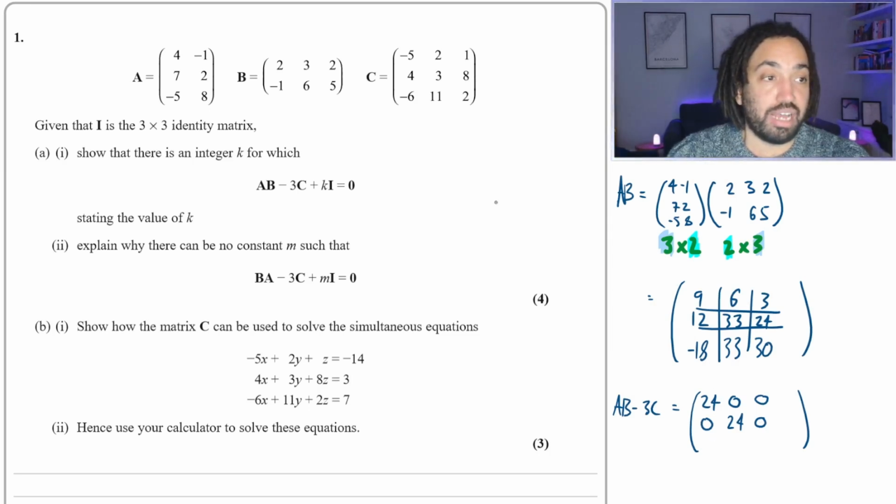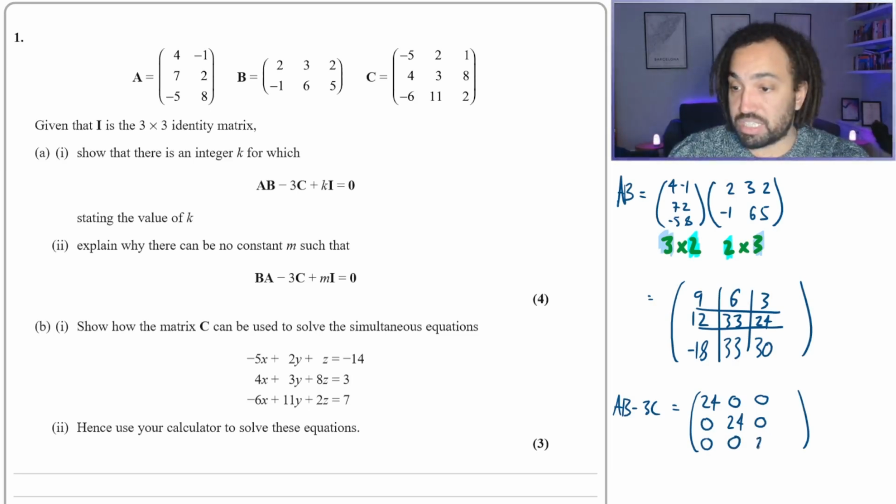And I'm going to have minus 18, take away 3 lots of minus 6, which is 0. Then 33, take away 3 lots of 11 is 0. And then finally 30, take away 3 lots of 2 is 24.